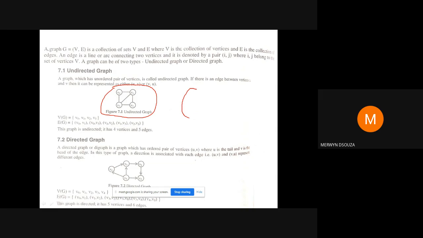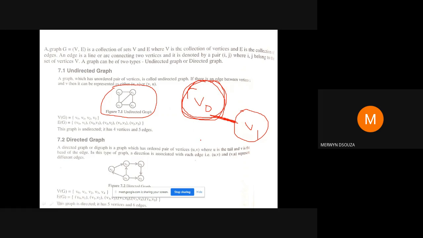The vertices are normally drawn with the help of circles, and inside that you can write some name for the vertex. Any connection between two vertices, the line between the two vertices, will be known as an edge. So the circular things are vertices and the connection between the vertices is an edge.